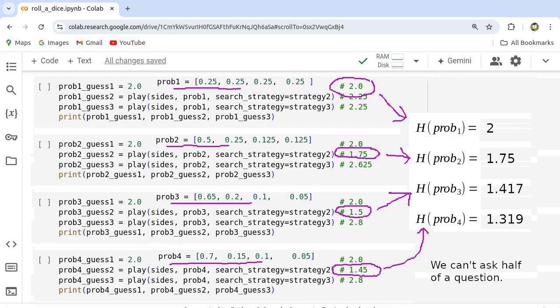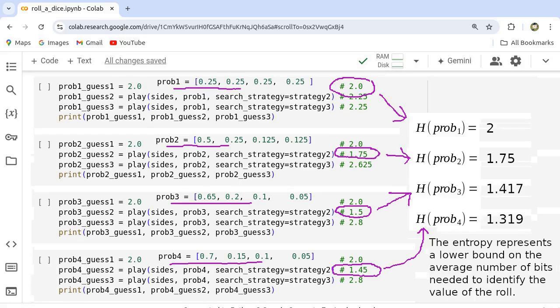For prob 3 and prob 4, we cannot find a way to divide the binary answers equally. In these cases, Shannon entropy serves as a lower bound on the average number of questions or bits needed to identify the value of the roll.